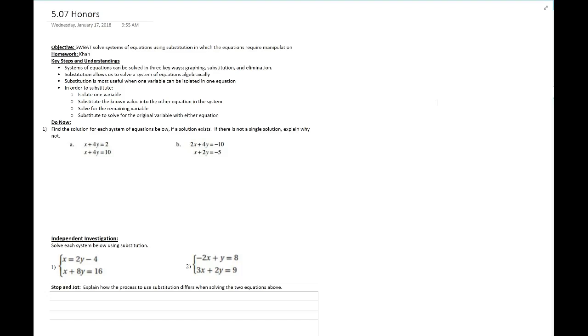Alright guys, so today we are going to be going through how to solve systems of equations using substitution in which the equations require manipulation. Now what I mean by that is this.